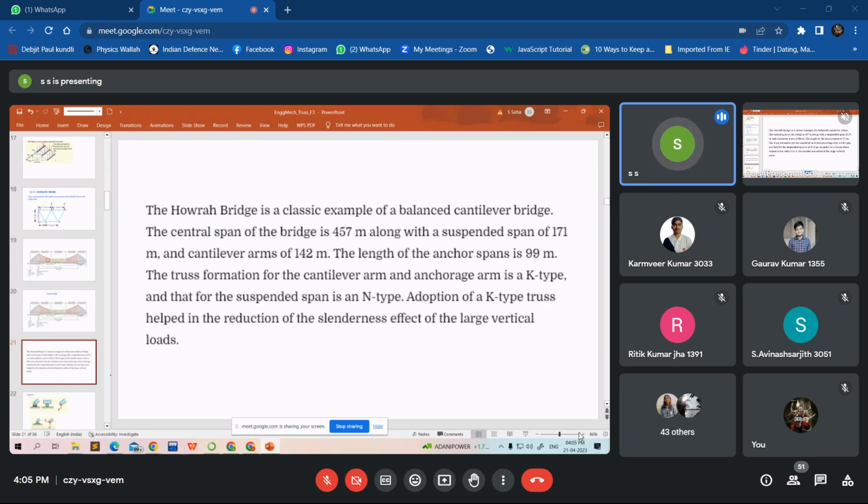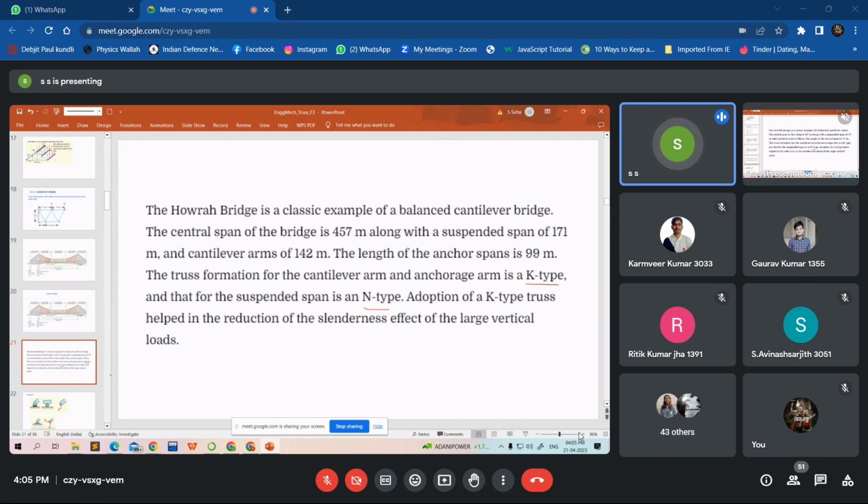Balanced cantilever bridge. The central span of the bridge is 457 meters long, which is shown in the figure, with a suspended span of 171 meters and a cantilever arm of 142 meters. The length of the anchor span is 99 meters. The formation of the cantilever arm and the anchorage arm is a K type, which we have seen, and that for the suspended span is an N type. Adoption of a K type truss helped in the reduction of the slenderness effect of the large vertical load. This is how the construction of our Howrah Bridge is.